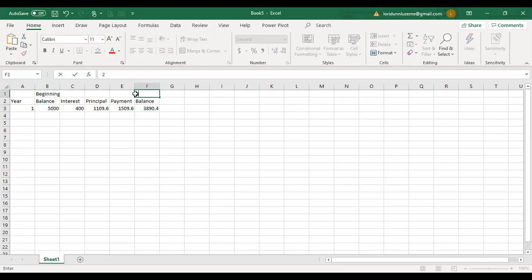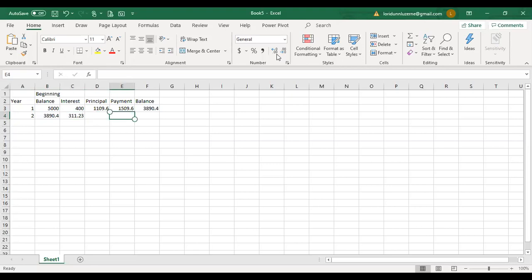Going into the second year, there we go. The beginning balance of my loan in year 2 is the ending balance in year 1. So F3. I multiply B4, my new beginning balance, times 0.08. That's how much interest, and I'll round that so that it's dollars and cents.